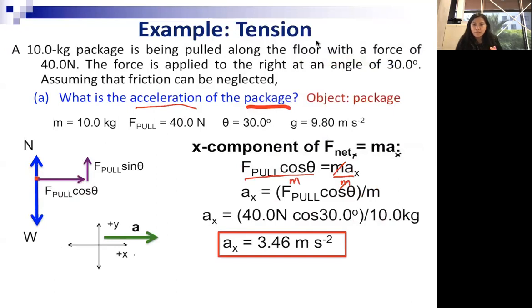I think the trickiest bit here is breaking down the diagonal pull force into its x and y components. As long as the angle is measured relative to the horizontal, the x component will be force times cosine theta, and the y component is the force times sine theta. And then once you have only horizontal and vertical forces, just apply the same procedure that we did for the cart example.